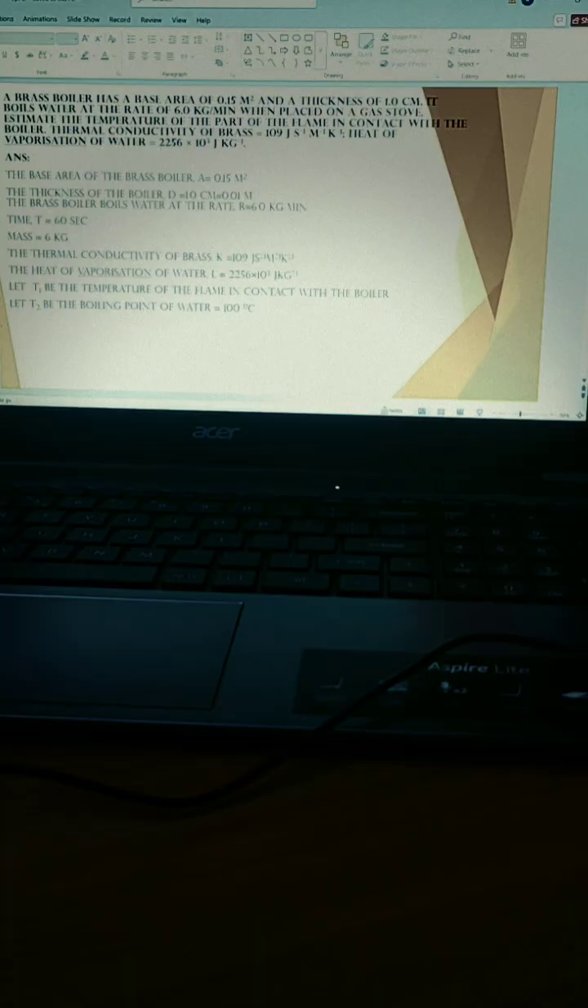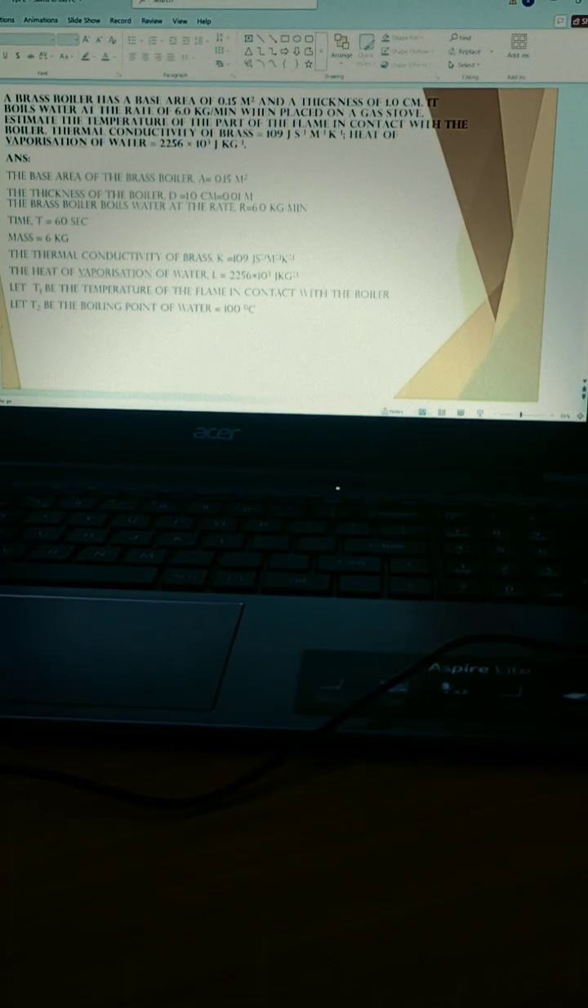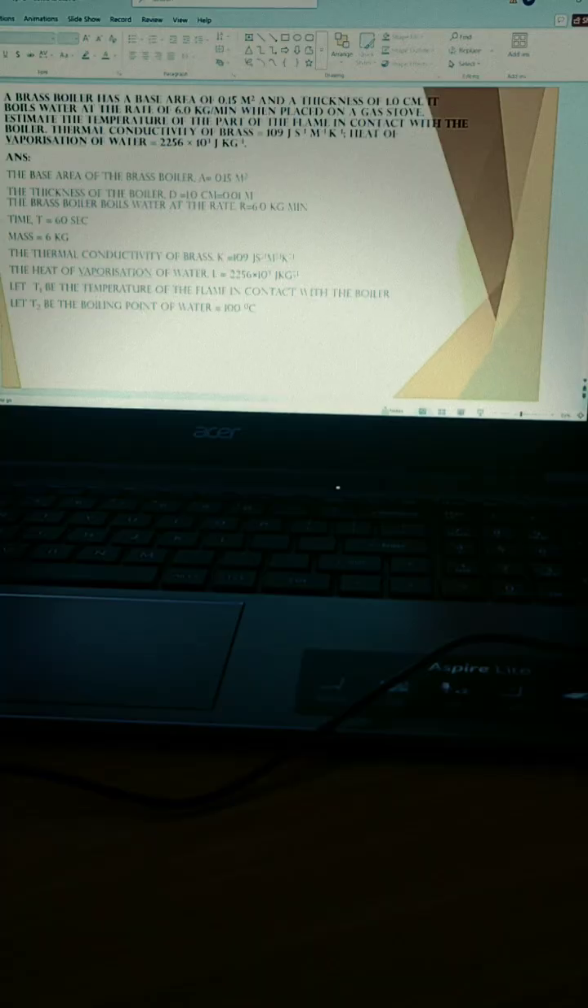The next question is: a brass boiler has a base area of 0.15 m² and a thickness of 1 centimeter. It boils water at the rate of 6 kg per minute. When placed on a gas stove, estimate the temperature of the part of the flame in contact with the boiler. Thermal conductivity of brass is 109 J s^-1 m^-1 K^-1. Heat of vaporization of water is 2256 × 10^3 J/kg. So how do you calculate this one?